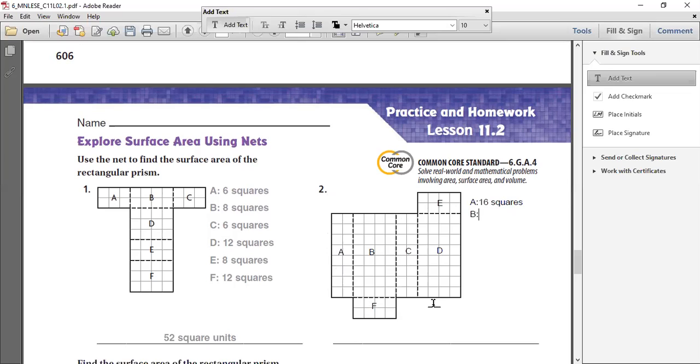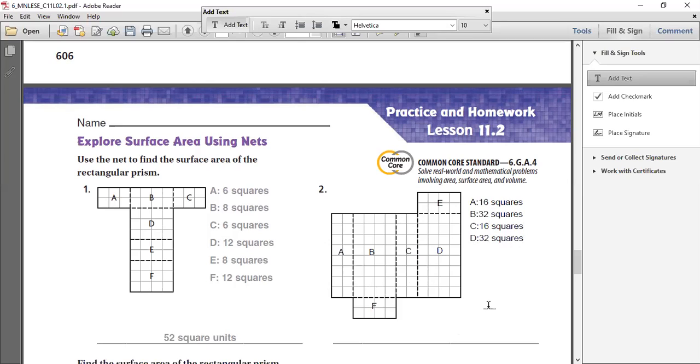Next is B. I'm going to multiply; I'm not going to count one by one. There are 8 this way and 4 this way, so 8 fours are 32 squares. Then C: again there are 8 here and 2 here, so that's going to be 16 squares. And D is going to be 32 again, because it's 8 here and 4 here. So it's going to be 32 squares.